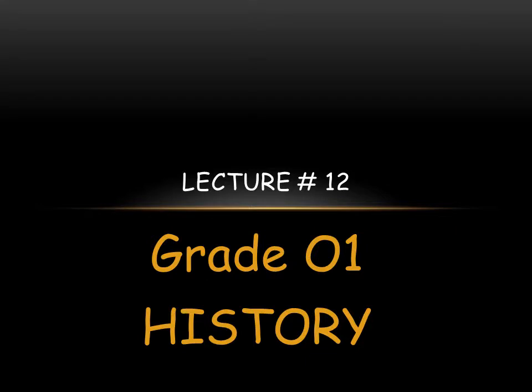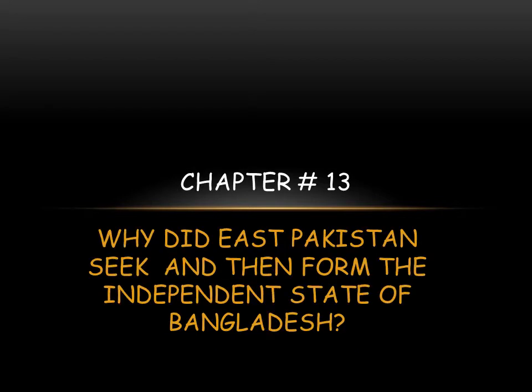This is my lecture number 12 for grade O1, and today we have a history class as we are done with our geography syllabus. So we will try to finish the history syllabus as soon as possible. Today we are going to start chapter number 13. This is the last chapter of the first term syllabus. And the chapter is: Why did East Pakistan seek and then form the independent state of Bangladesh?